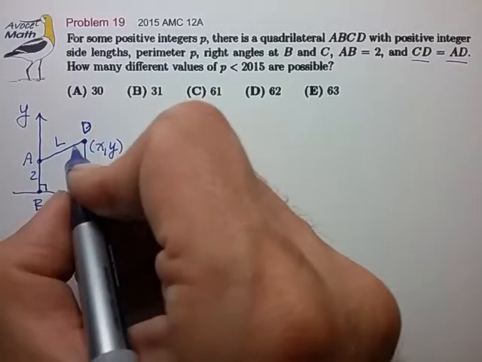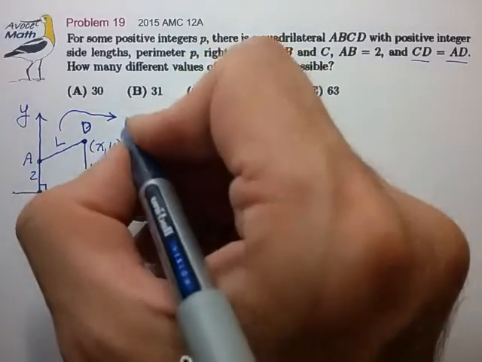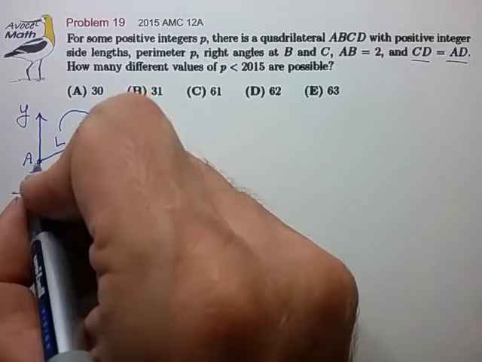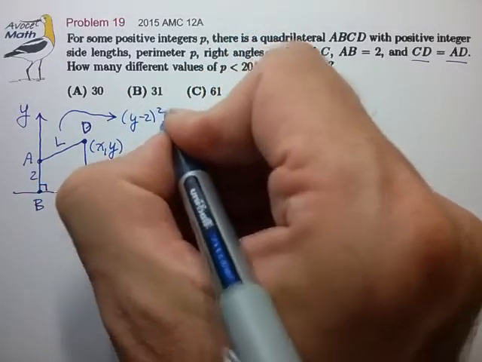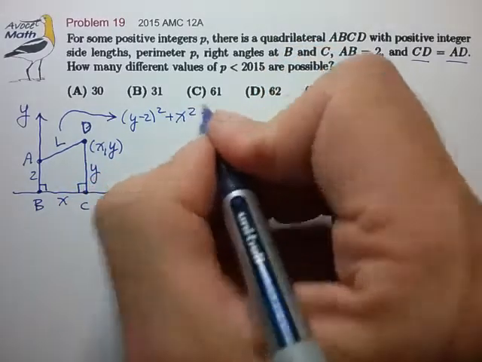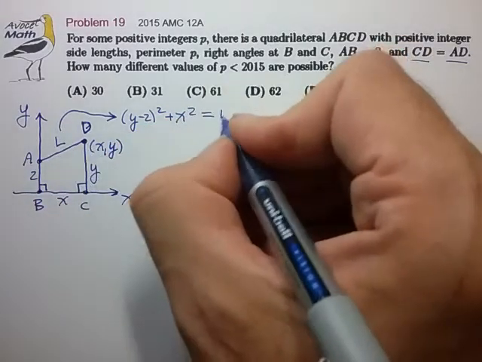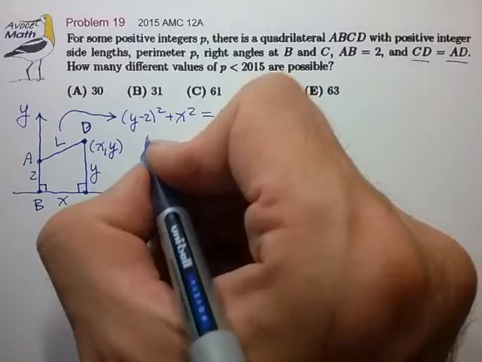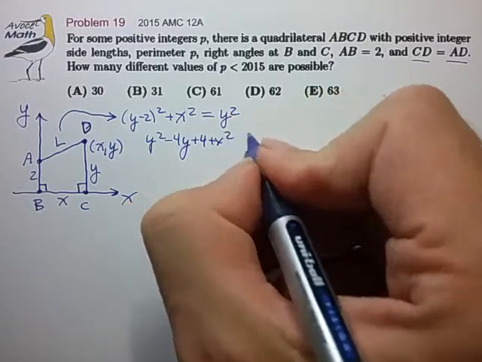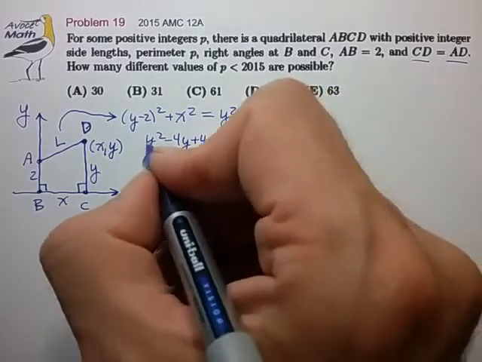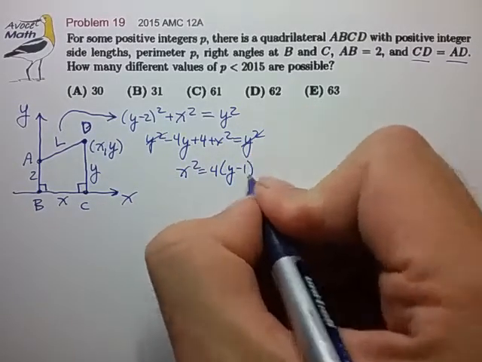So looking at the length AD equal to DC, we can set that up as the length determined by the Pythagorean theorem, and the length squared is given by (y minus 2) squared plus x squared. So that's the length squared, and we know that it is equal to y squared. And let's simplify that a bit. y squared minus 4y plus 4 plus x squared equals y squared. Cancel the y squared, and we have x squared equal to 4 times (y minus 1).